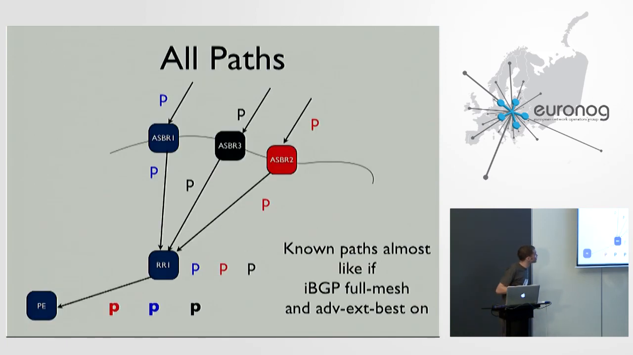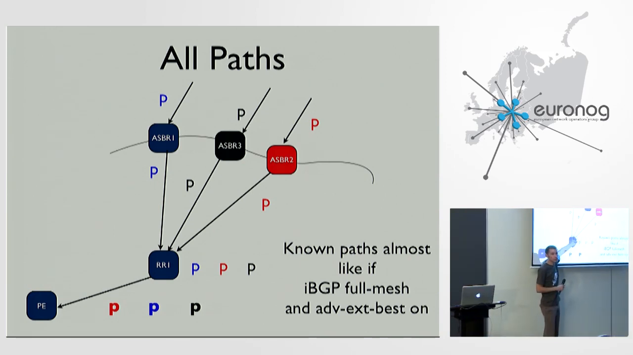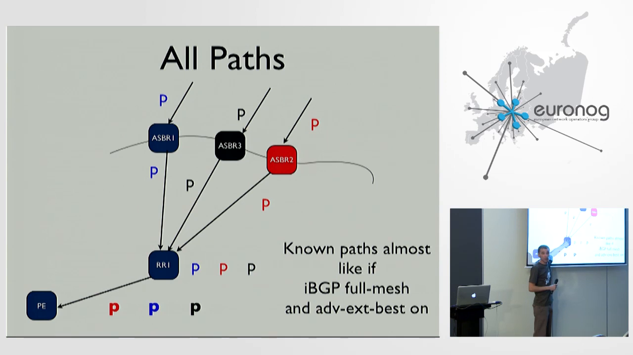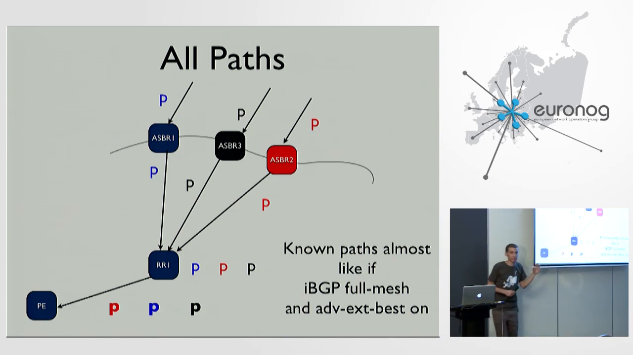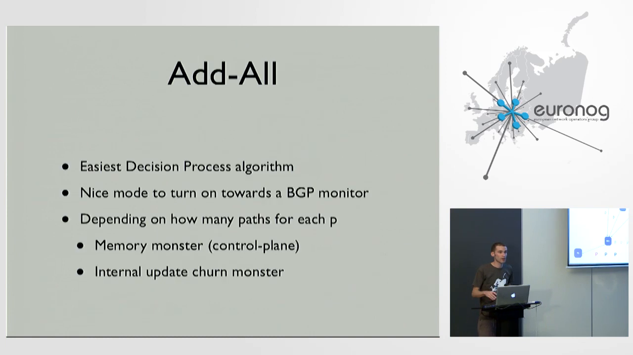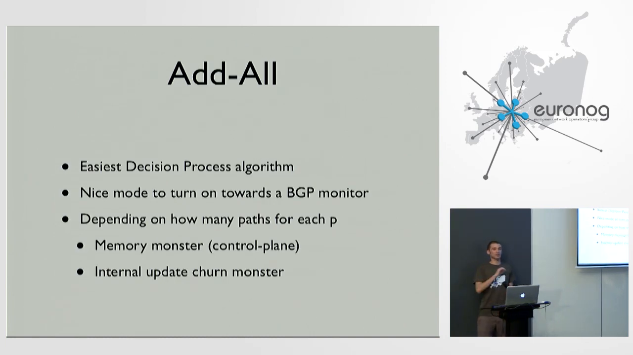So the first mode is all paths. Quite simple. The route reflector basically picks all the paths that it knows about, and it propagates over an IBGP session all the paths but the ones that it received over that IBGP session, to make it short. For the vendor, it's cool because it's the easiest decision process algorithm you could think about, right? It's like, I pick all the paths that I know.